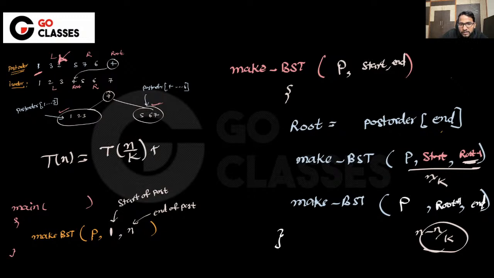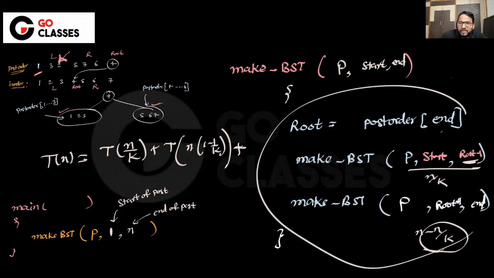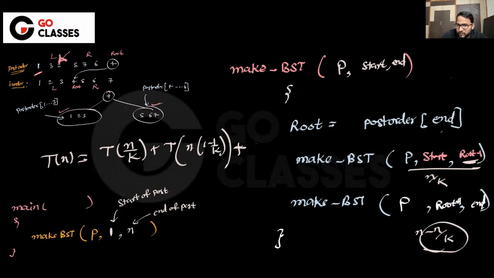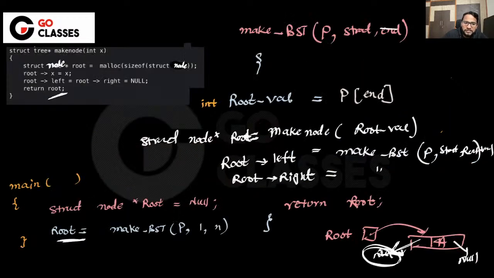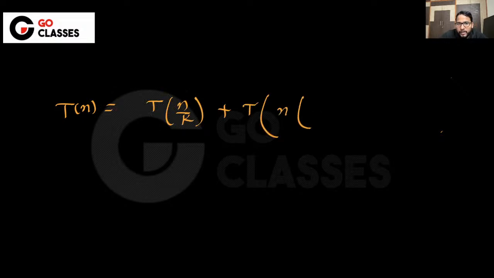This is T of n by k plus T of n minus n by k, which is, if you take n common, 1 minus 1 by k, in plus, you are not doing anything extra, just finding the root and all. That's why this is order of 1. So finally your time complexity is this. Now let me write this time complexity on a separate page: T of n by k plus T of n into 1 minus 1 upon k, plus order of 1. This is the final time complexity that you are getting.